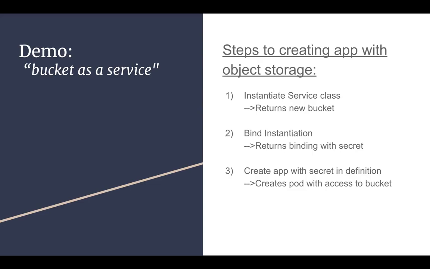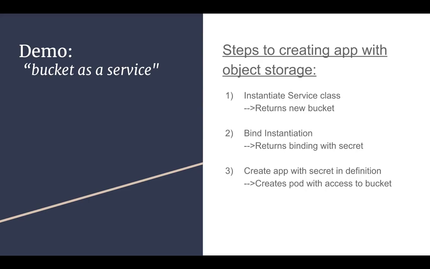Once we have that bucket created, we need to bind to that instantiation so that we can actually use it, and that binding will create a secret that we can then pass into the actual application definition, and then create that application in a pod, which will then have access to our bucket of object storage. So with that, we will go ahead and switch over to the actual demo.